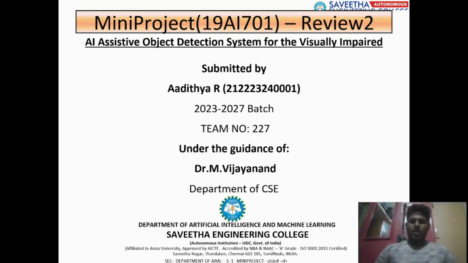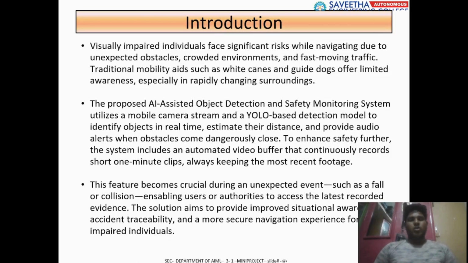I am Aditya R from the Department of Artificial Intelligence and Machine Learning at Savita Engineering College. Today I am excited to walk through my mini project, the AI Assistive Object Detection System for the Visually Impaired. We all know that navigating a busy street is challenging, but for a visually impaired individual, it can be more dangerous.